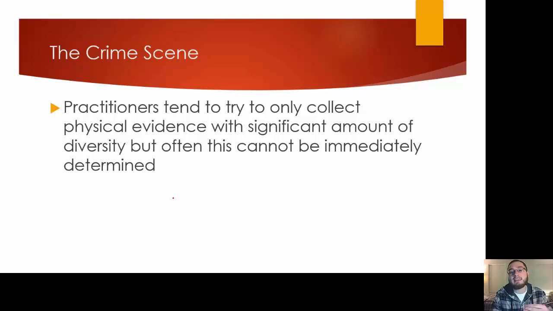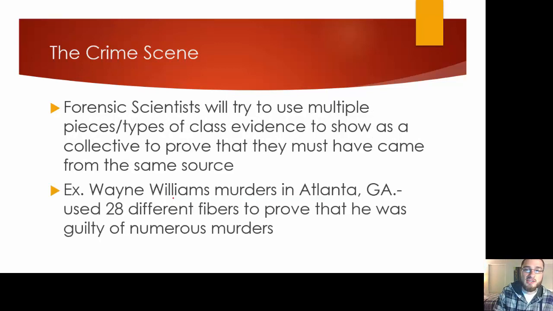You're going to want to take anything that you think is significant. Forensic scientists will try to use multiple pieces and types of class evidence to show as a collective to prove that they must have come from the same source. All right, an example is Wayne Williams. He murdered a bunch of people in Atlanta, Georgia, and they used actually 28 different fibers to prove that he was guilty of numerous murders.